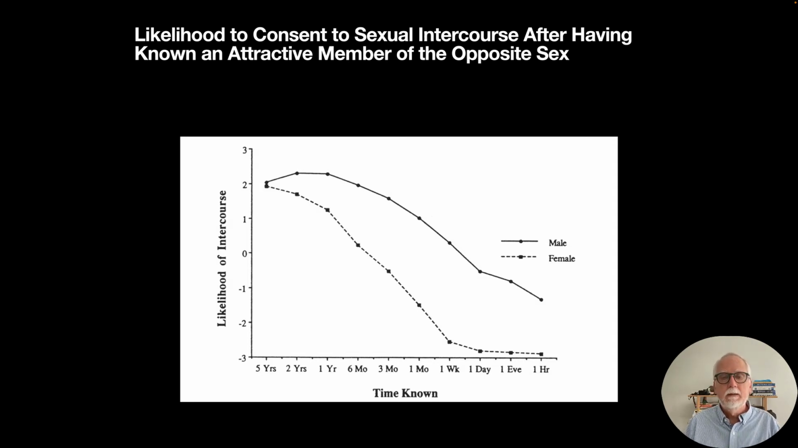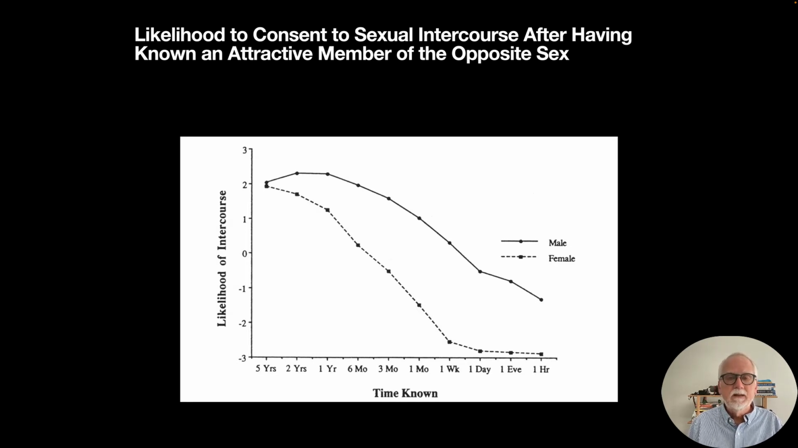Those are very short time periods to say how long you've known somebody. Like you've only known them for a week. You've only known them for a day. You just met them this evening. You've only known them for an hour. What's the likelihood the two of you are going to have sex? And you can see for women, that's about the lowest you could possibly be. There's a very low chance that they would consent to sexual intercourse.